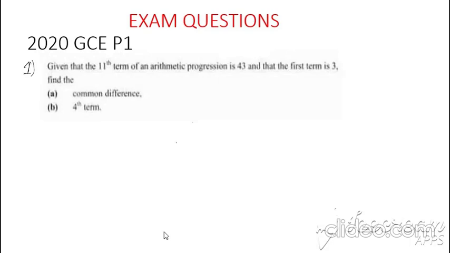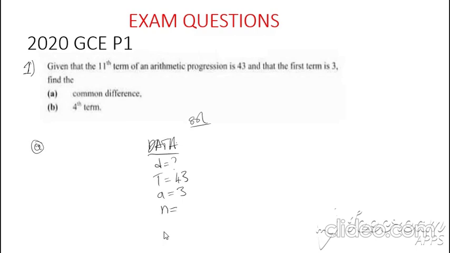So how can you find the common difference? Provided that you have been given the 11th term of the arithmetic progression, which is 43, and the first term, which is 3. So solutions, and then let me come up with the data for A. A is asking us to find the common difference, which we don't know. What else have we been given there? The term, which is 43, and then we also have the first term, which is 3, and the nth term.